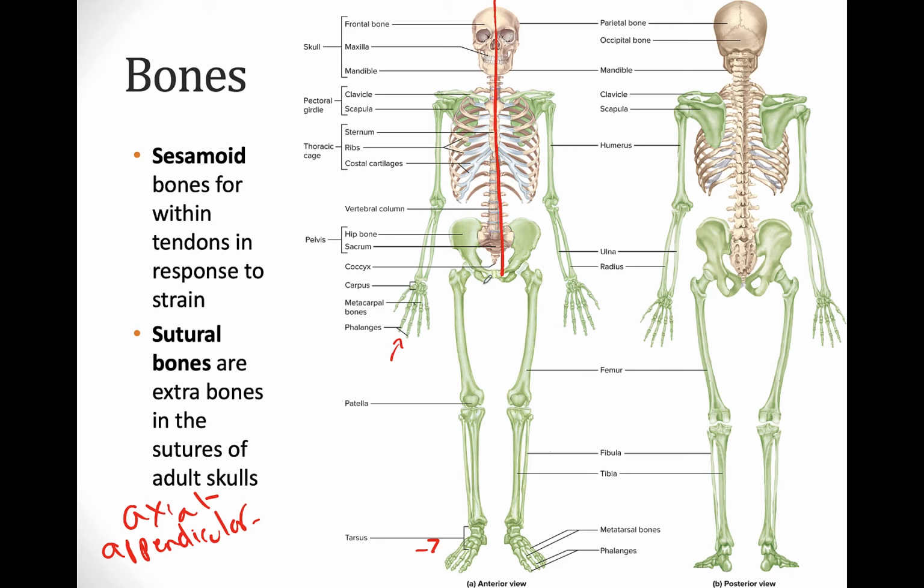On the lower limb, it also starts at the girdle. So that's the hip girdle. So you've got your coxal bone here, femur, leg, tibia, fibula, tarsals, metatarsals, and phalanges.